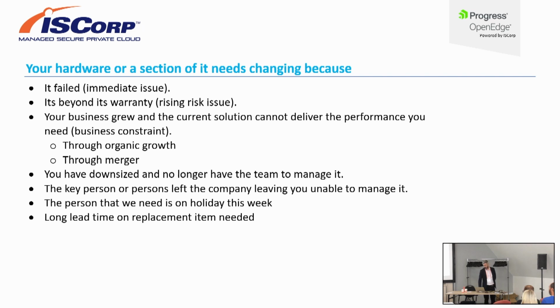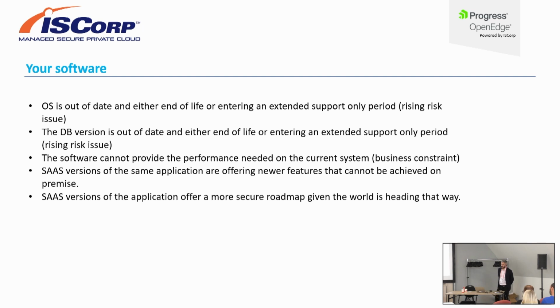A couple of other software ones. OS is out of date. We saw that in this morning's session, that obviously we all understand where software is moving and versions could change. Have a stood up ready POC alongside your existing production area to test. Test it first, removing all risk. Database version is out of date, as mentioned. Around an end of life, rising risk issue all the time. Will our application still work to the level we want it to?